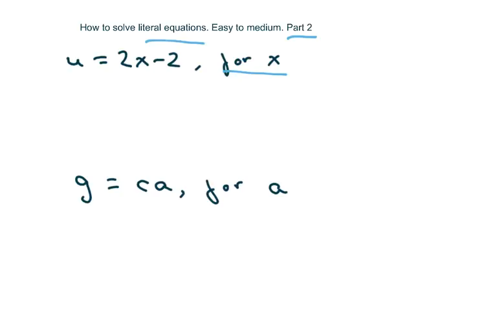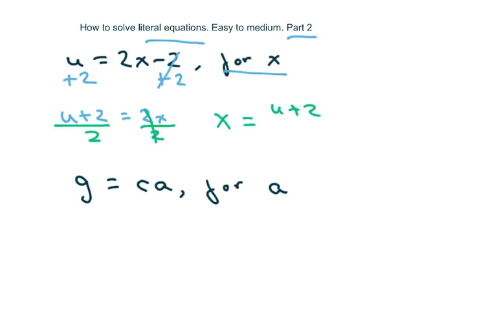So what we want to do is isolate the x. The first thing I'm going to do is add 2 to both sides. That equals 0 on that side, so you get u plus 2 equals 2x. Then you divide both sides by 2 because you have to get x by itself. 2 divided by 2 is 1. So you get x equals (u plus 2) over 2.